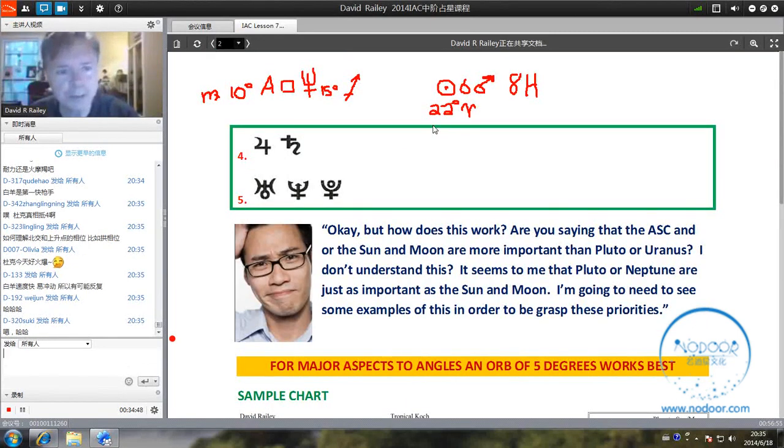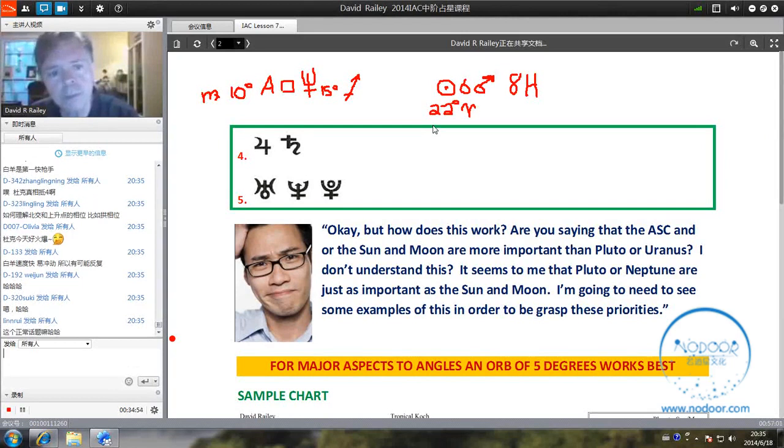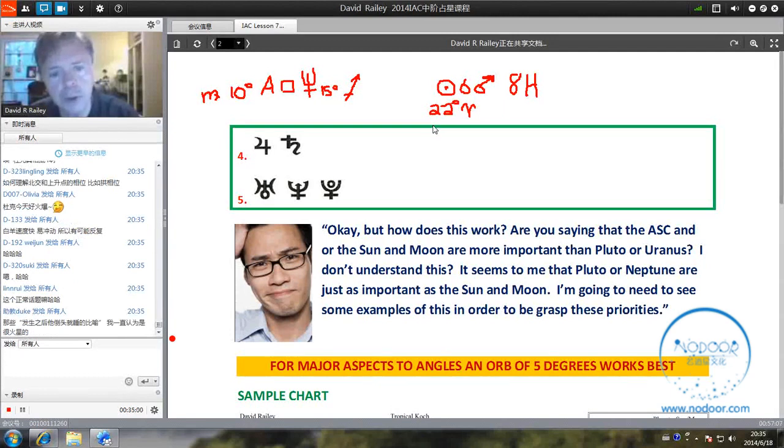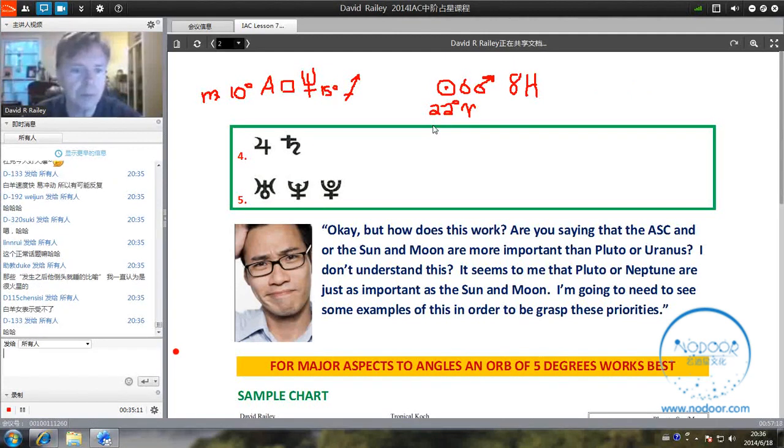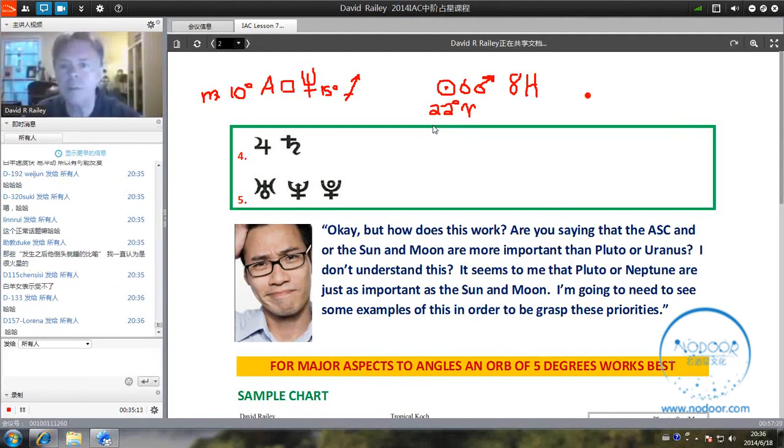Okay. How do we understand the aspect between the North Node and the Ascendant? Aspects between the North Node and the Ascendant? Yes, the nodes and the ascendant. Okay. Let's go ahead and take a look at that right now. That's a great question.